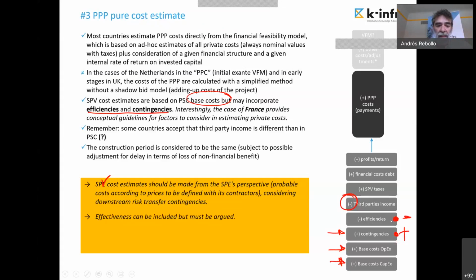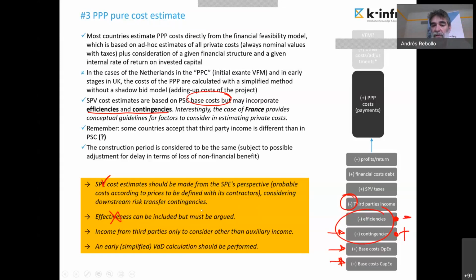And this is necessary not only for being accurate in the value for money, but also to protect the commercial feasibility, to have a real estimate of what we consider is the cost from the perspective of the private party. Because if we don't estimate properly that cost from the perspective of the private party, we underestimate that cost, and maybe the project that we are going to approve is not feasible. Effectiveness, not efficiency, can be included, but must be duly argued. And income from third parties, I consider that it should only be considered different in auxiliary income, commercial synergies or whatever, but not in the mainstream of payments coming from users. And an early value for money calculation, I think, should be performed.